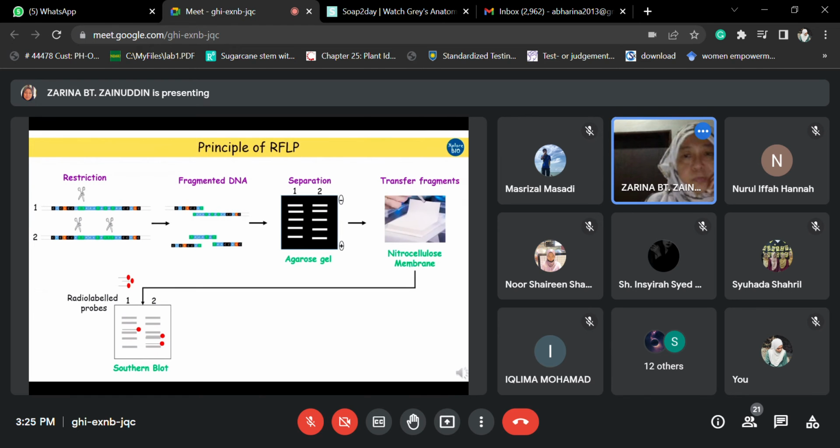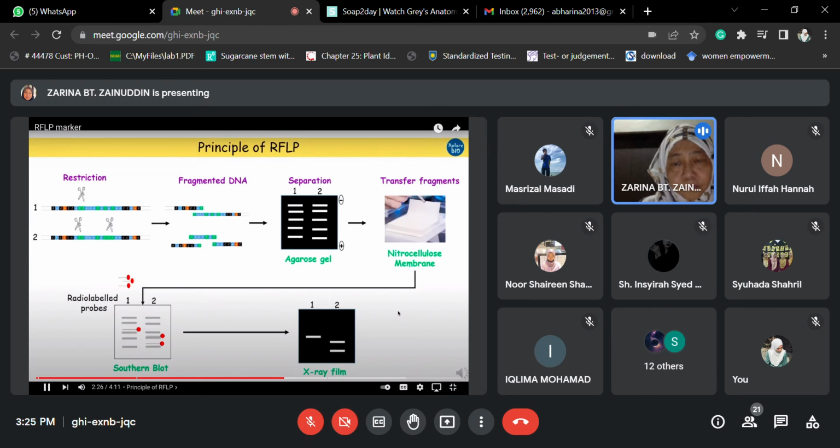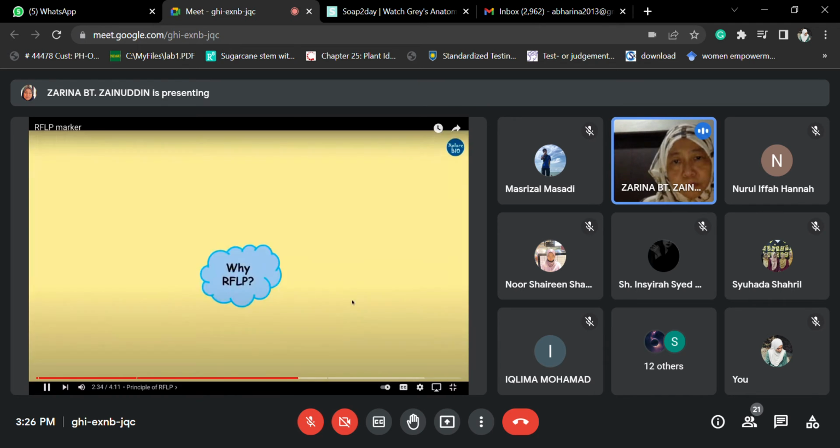To visualize the different DNA fingerprint pattern between the individuals, X-ray film is applied to the blot and allowed to develop. The X-ray film shows the restriction fragment pattern of two individuals. Now you can clearly distinguish two individuals based on their RFLP pattern. Now let's talk about the applications of RFLP markers.